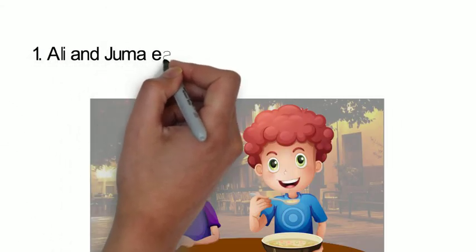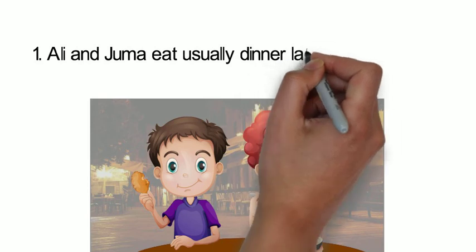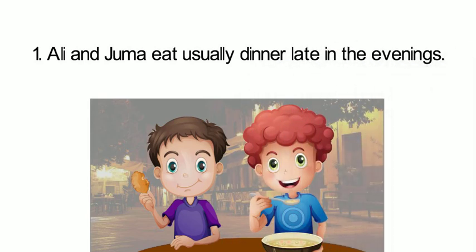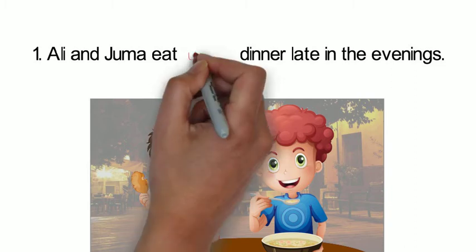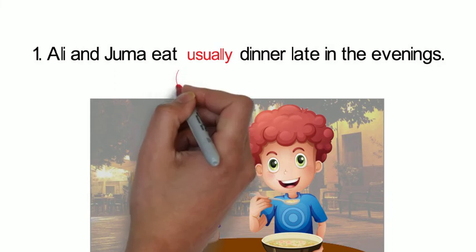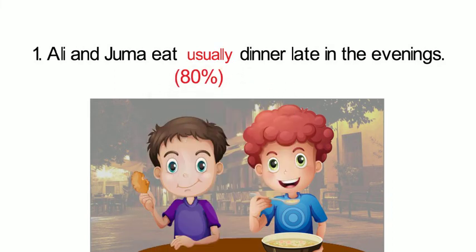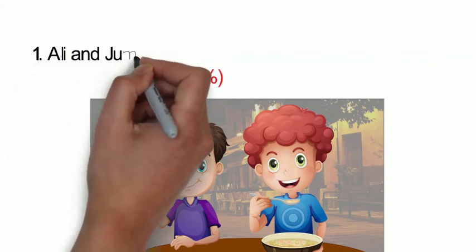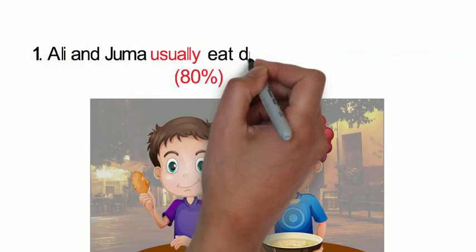Ali and Juma eat usually dinner late in the evenings. Can you see the adverb of frequency? That's right, usually, about 80%. But is it in the right place? No, it isn't. Usually needs to go before the main verb eat. It should be, Ali and Juma usually eat dinner late in the evenings.